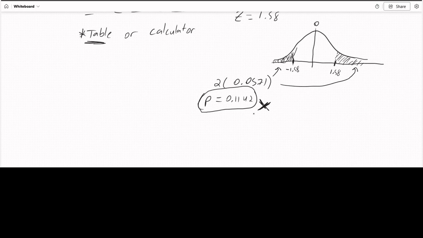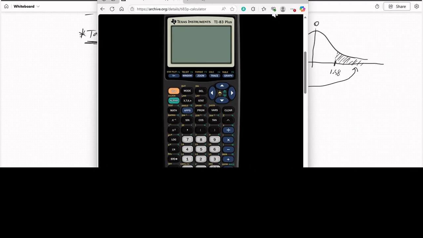Okay, we can also do it on the calculator. So the same process without a table. We're going to do the same thing, where we say 2 times, because we're going to find the total area up here of one side. And we've seen the normal CDF function we've used before. We're happy with it, comfortable with it.